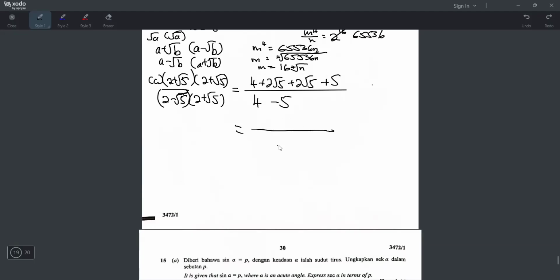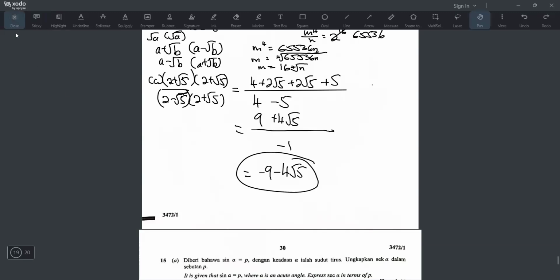Okay, let's continue. 4 minus 5 is negative 1. 4 plus 5 is 9. Okay, 2 square root 5 plus 2 square root 5, you can do that. Because they both have square root 5, right? So you can treat square root 5 like A. So it's like 2A plus 2A, which is 4A. But don't write A, right? Square root 5, right? So it's like 2 square root 5 plus 2 square root 5, 4 square root 5, right? But when you divide by negative 1, what does it mean? It means you have to change the sign. So 9 changes sign to negative 9, plus 4 changes sign to minus 4 square root 5. So this is your final answer. Okay, done.